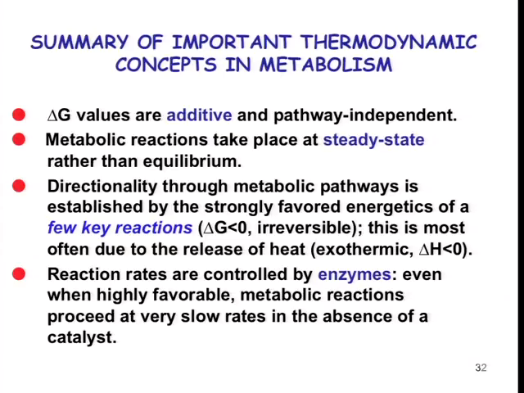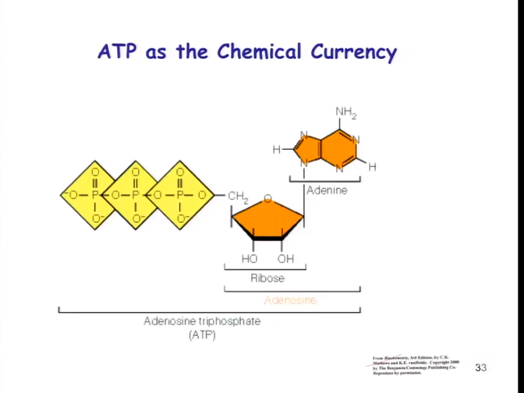Metabolic reactions are taking place at steady state rather than equilibrium. And the directionality is established by favorable energetics in a few key reactions. So if delta G is less than 0, and this is most often due to the release of heat, it's irreversible going in our direction. Reaction rates are controlled by enzymes, and they proceed at very low rates in the absence of a catalyst usually.